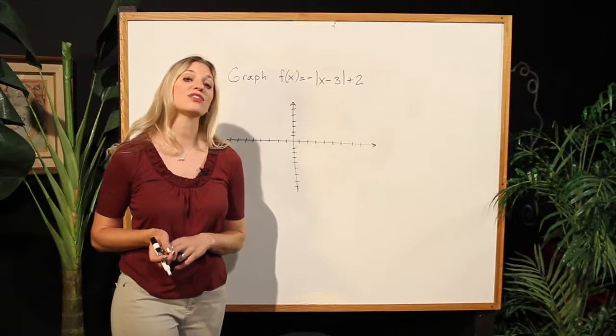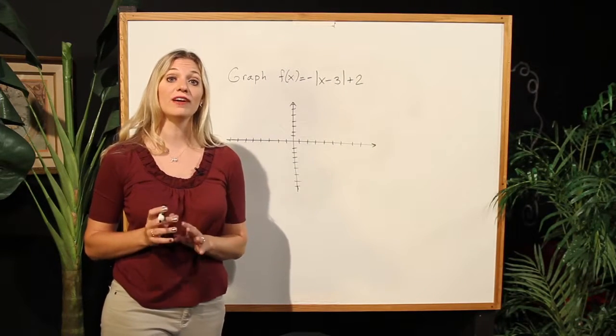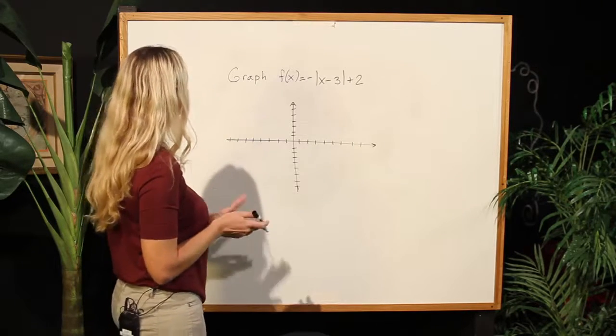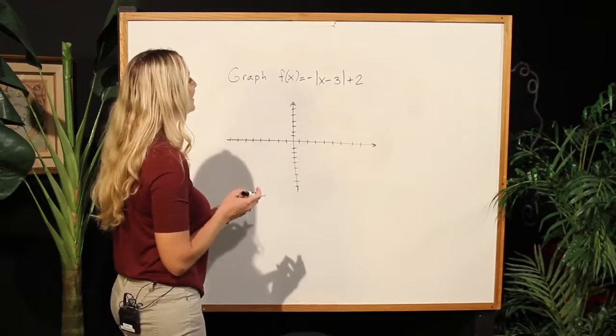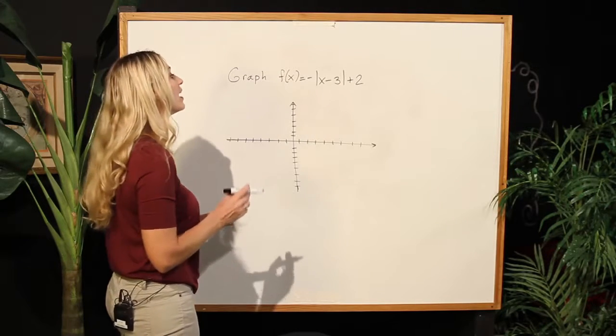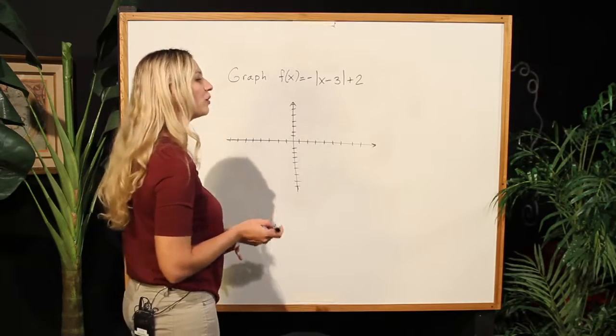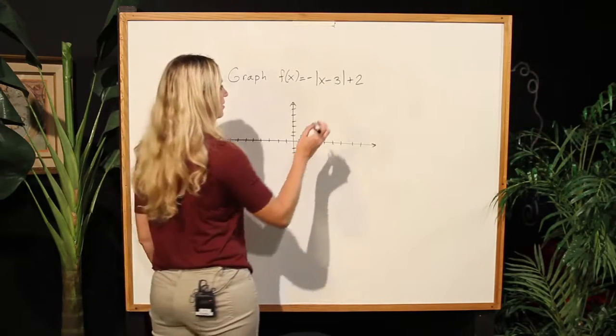In this particular exercise, we are going to graph a function using transformations. We are given the exercise to graph f of x is equal to the negative absolute value of x minus 3 plus 2. Well, let's determine what each of these different pieces means.